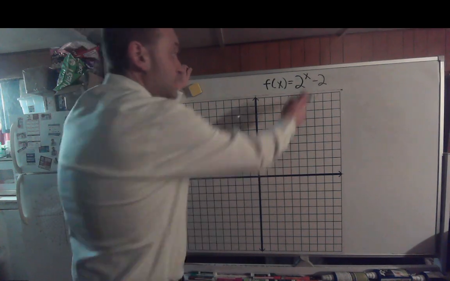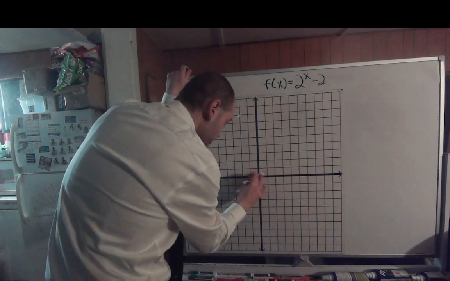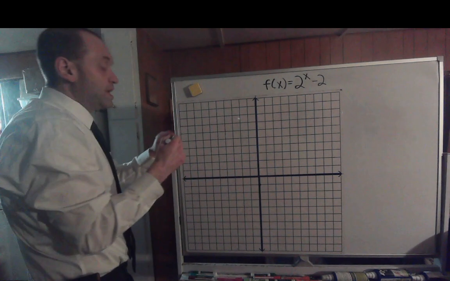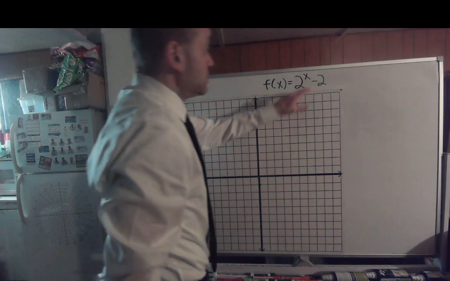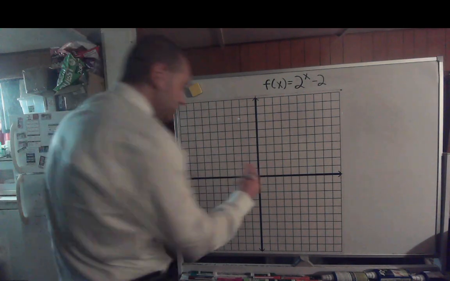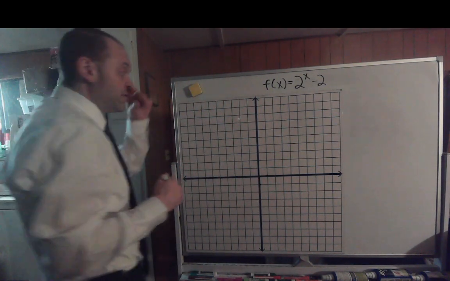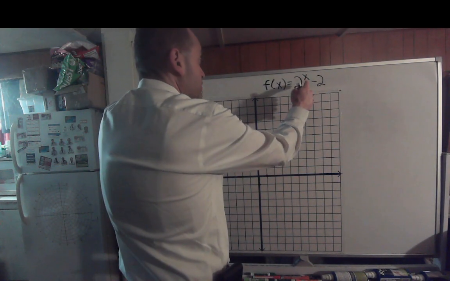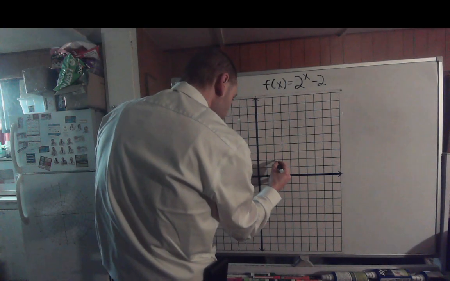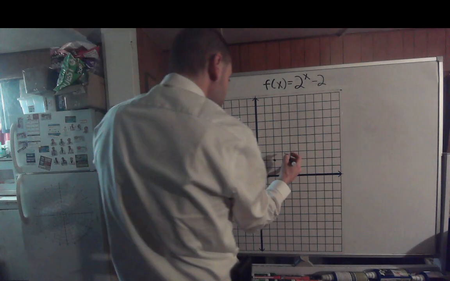Alright, so if I put in 0 for x, well, 2 to the 0 is 1, minus 2 is actually -1. Let's say I put in 1 for x, 2 to the 1 is 2, minus 2 is 0. And then we have 2 to the second, which would be 4, minus 2 is actually 2. If I put in 3, so 2 to the 3 is 8, minus 2 is 6.